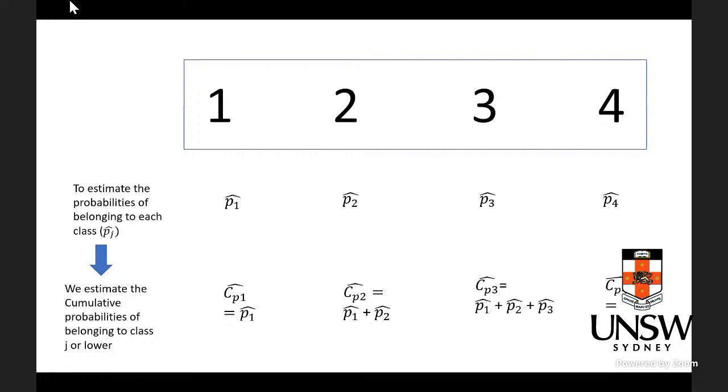I'll see if something's popping up in the chat. You can put it in the chat. Yes, exactly, 1, or 100%. CP4 is the probability that you belong to any of the possible categories, which is of course 1.